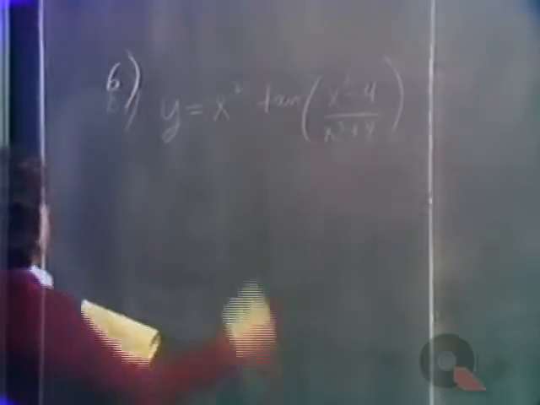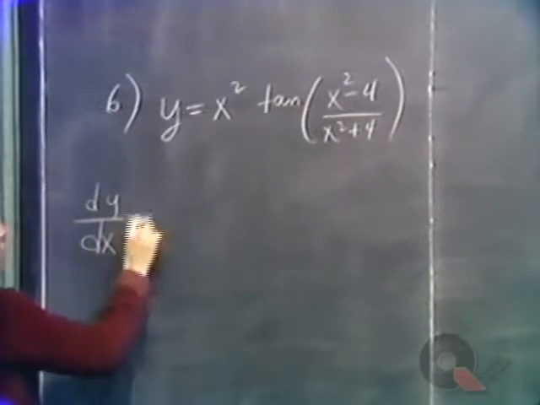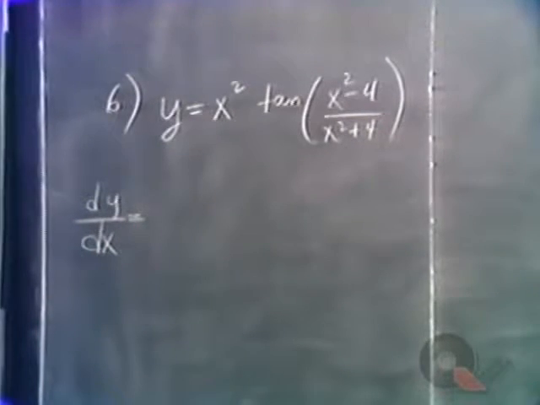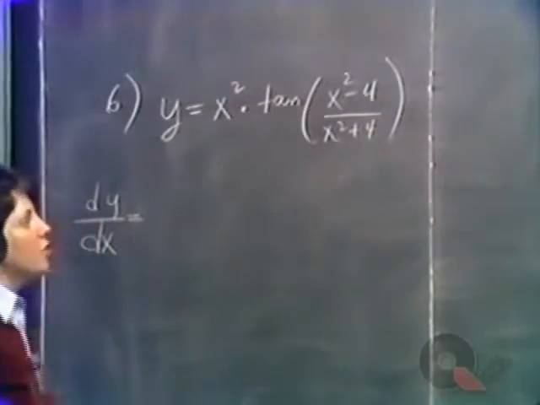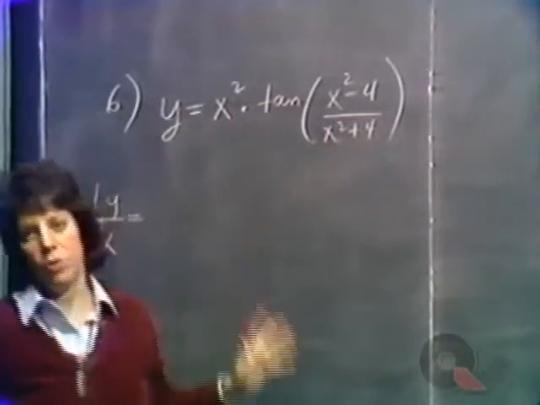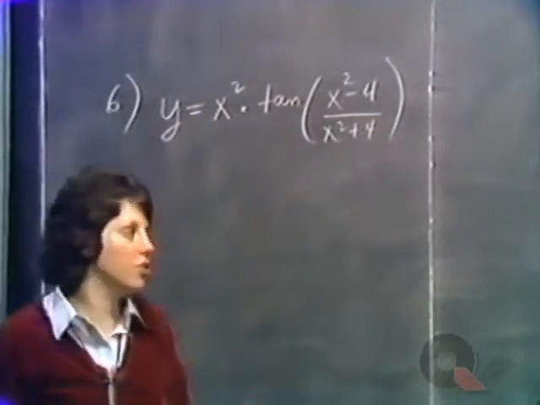In our next example, we once again want to find dy dx. So we have to ask ourselves, what is the essential form here? And we say, essentially, this is a product. I mean, you see a quotient in here, you see a tangent, but don't let that throw you. It's basically a product, f of x times g of x.